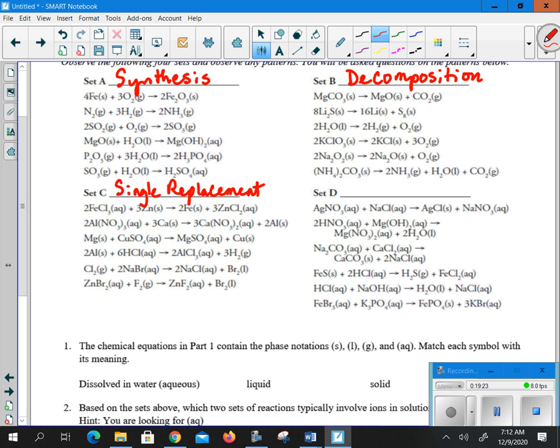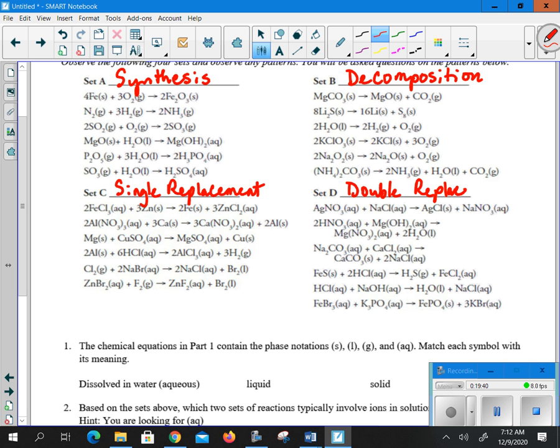And then in set D, we have a compound as a reactant, and products of compound and compound. So anytime you have compound going to compound, that would be a double replacement reaction.